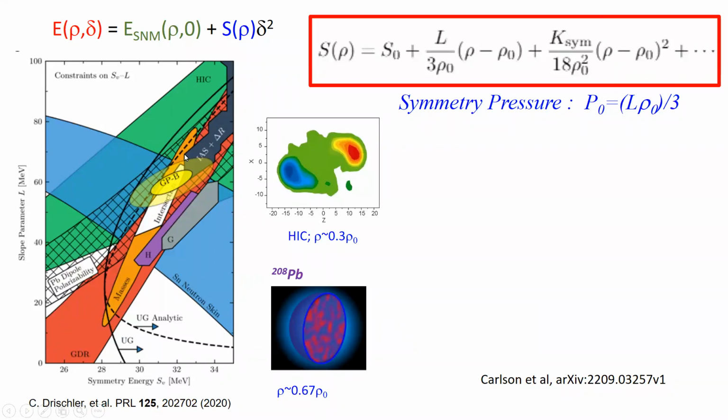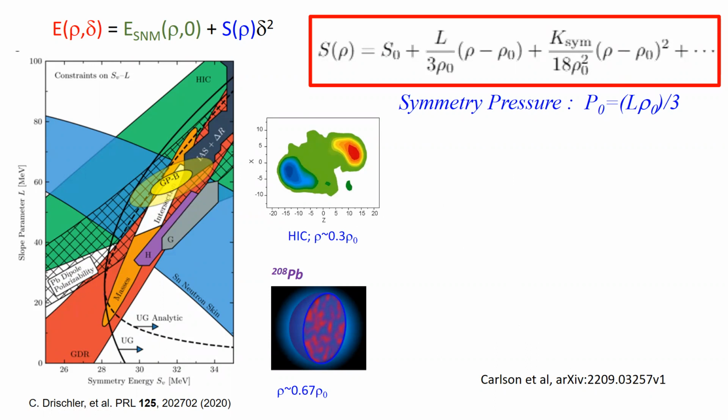The problem that I have with just plotting it as S versus L is, for example, this HIC constraint in here. I know because that's our work. We know that in the heavy-ion collision, for low energy heavy-ion collisions, we collide just briefly and then it expands.